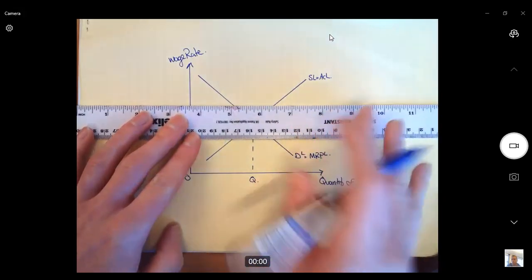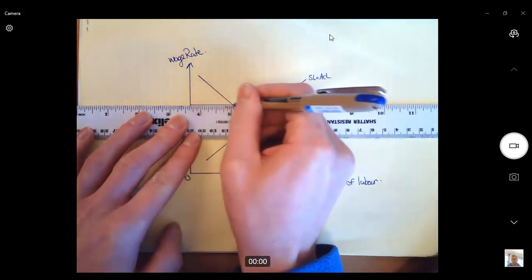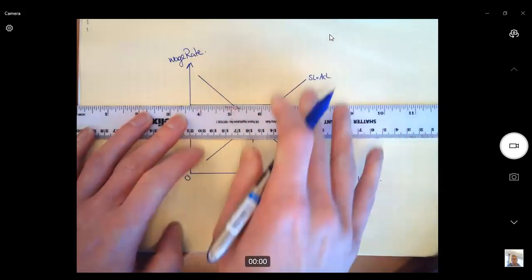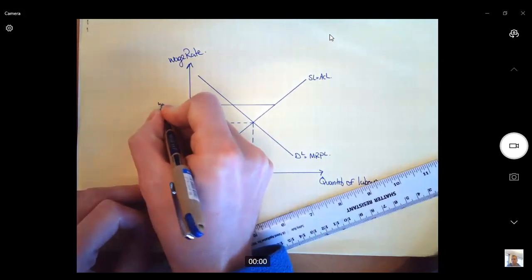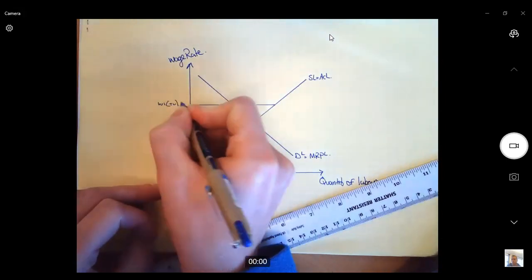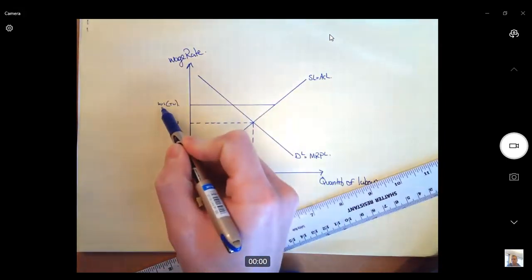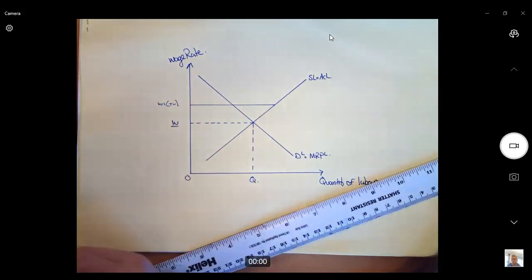And what I'm going to do now is draw the new, what we call the trade union markup. You'll note here that what I've decided to do is this isn't a dashed line. I'm going to call this W1 and then in brackets TU. And that is the new wage rate that's brought about by the union markup.